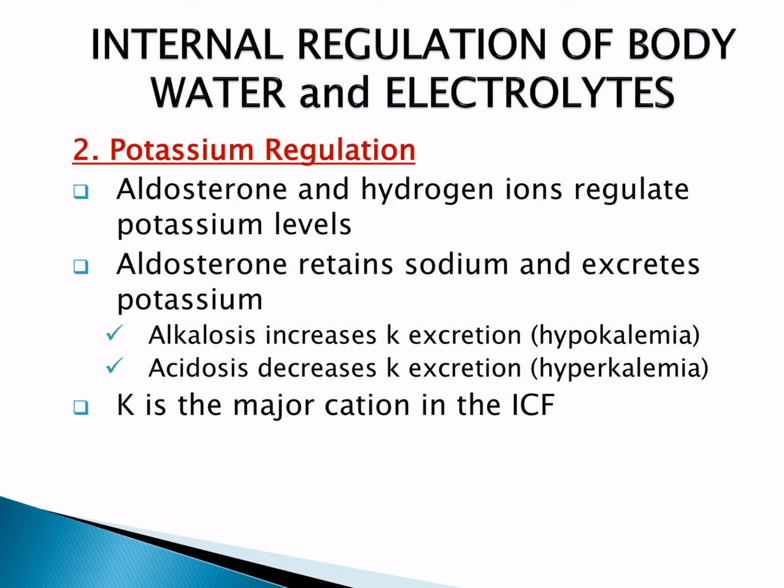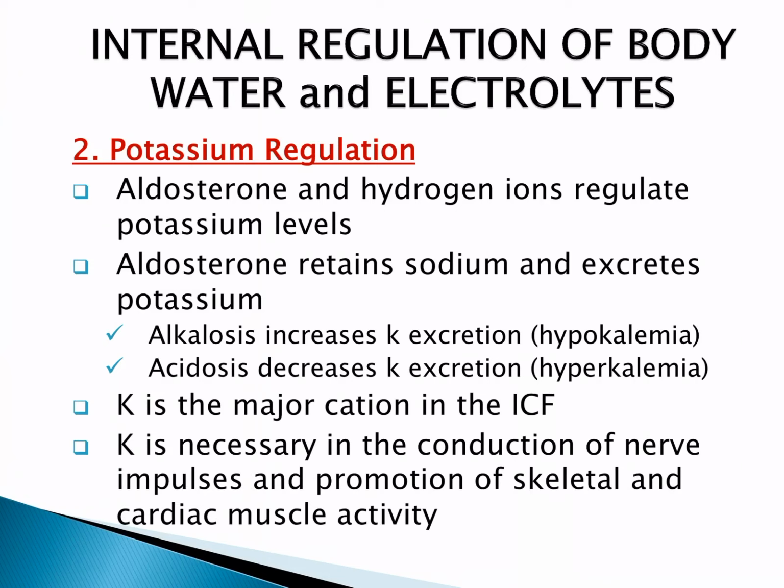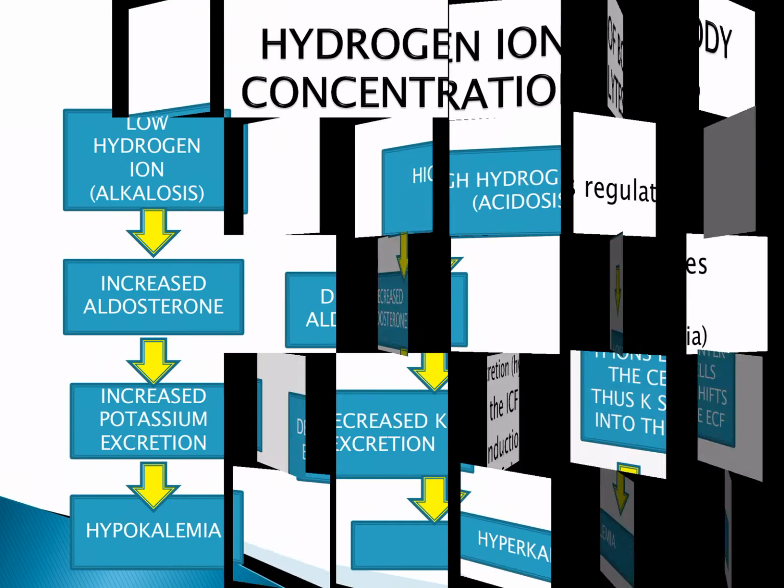Potassium is the major cation in the ICF. Okay? Meaning in your intracellular fluid, in your intracellular compartment. So the main electrolyte that is present inside your cell is your potassium. Potassium is necessary in the conduction of nerve impulses and promotion of skeletal and cardiac muscle activity. Okay, so this is the function of your potassium.